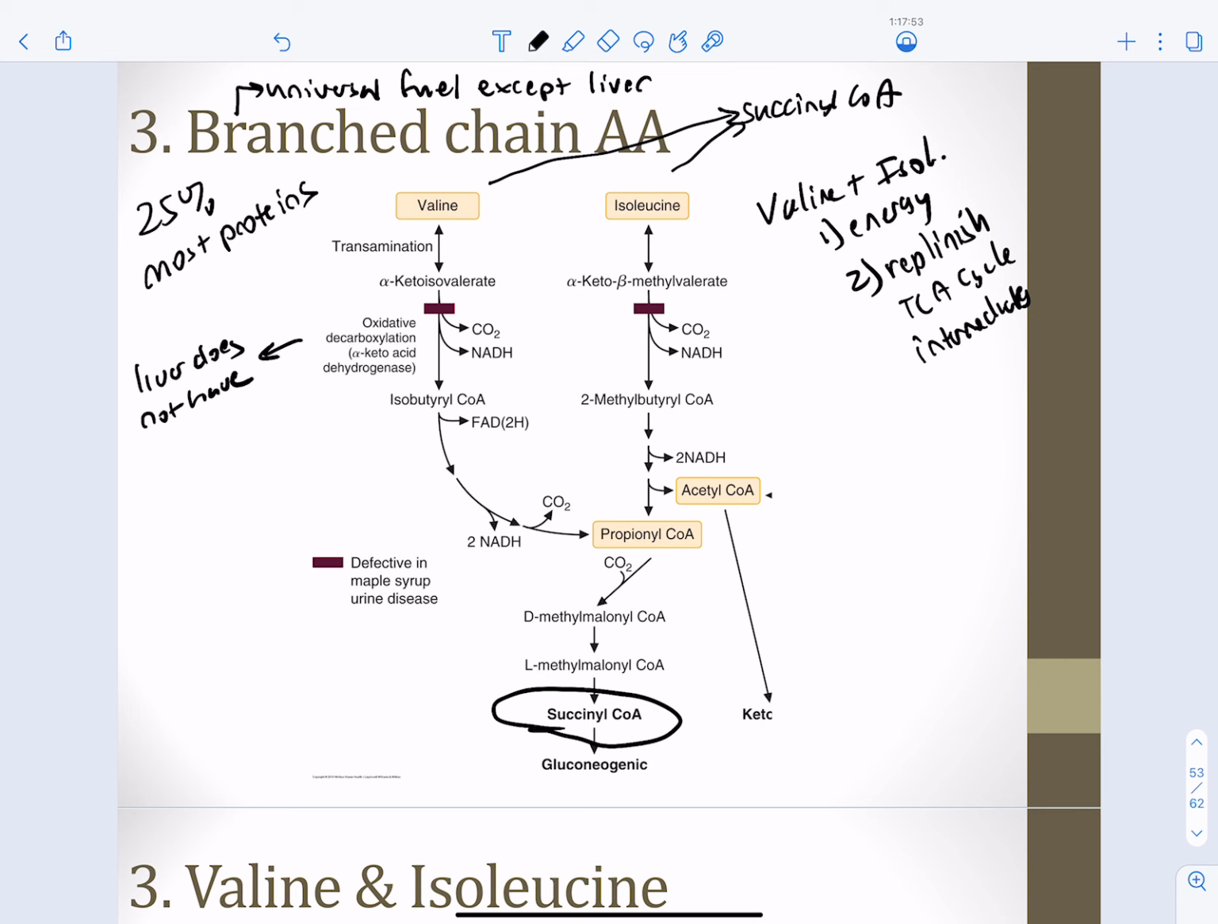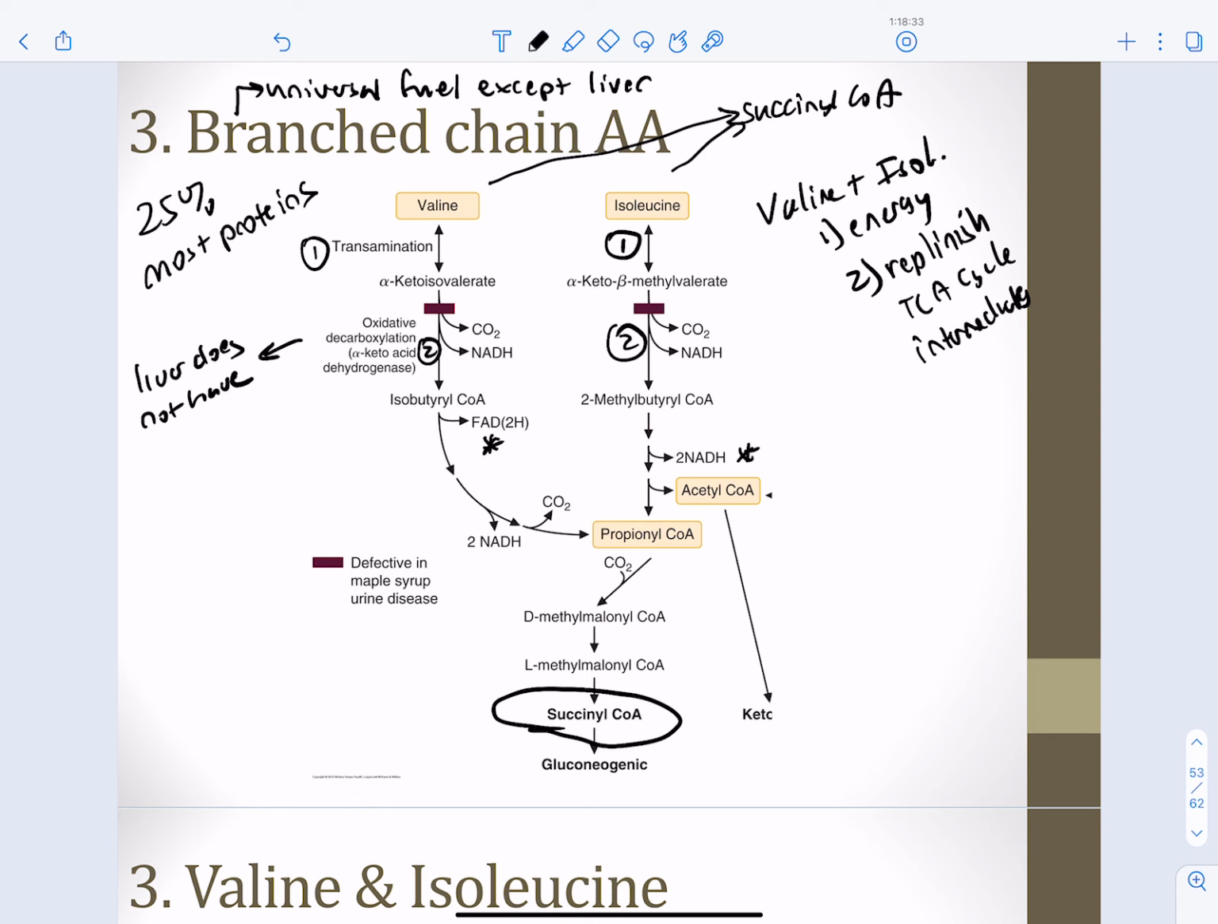Basically the first step of degradation is a transamination reaction, and that occurs for all your branched chain amino acids. The second step is decarboxylation, through your alpha keto acid dehydrogenase. It has different specificities based on the different branched chain amino acid, but they all have an alpha keto acid dehydrogenase. Then with valine you're going to generate FADH2, and with isoleucine, you're going to generate NADH. And this is happening in your mitochondria.